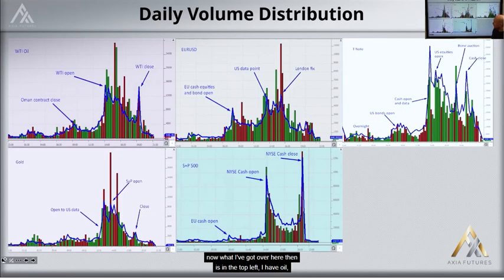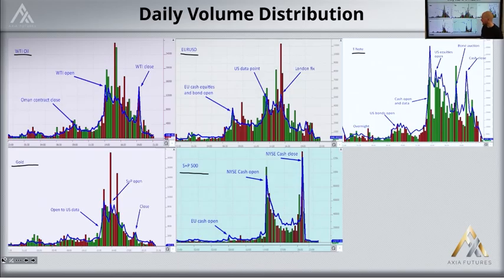If we go and look now, what I've got over here in the top left is oil, euro dollar, FX, T-note, gold, and S&P. S&P, NASDAQ, Dow, Russell even, are all going to have very, very similar volume profiles throughout the day. You see a very similar structure in the US equities. You get the little spike up on the European cash open, the very significant bump up going into the US open, and then again that sort of U-shaped profile going into the US close.